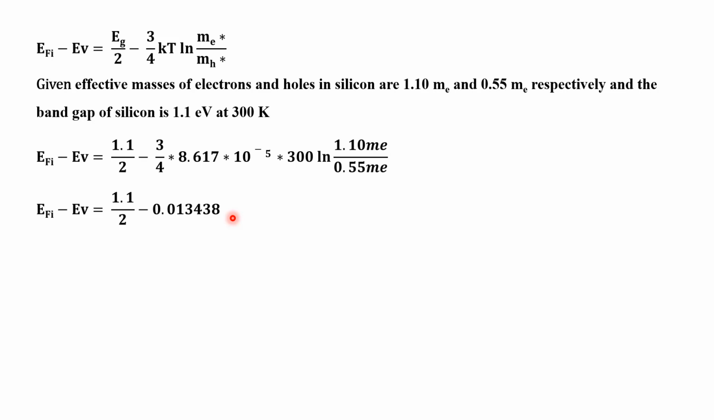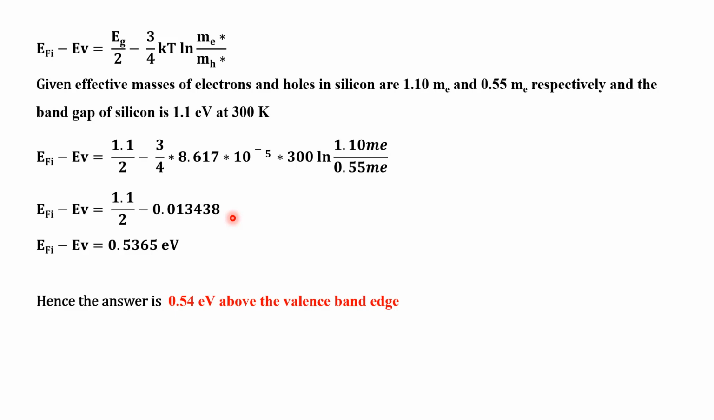Are you getting the same answer? Yes, same, ma'am. And finally, we have to subtract it from 0.55. So basically what you got, EFi minus EV is equal to 0.54. Let us assume approximately 0.54. That means EFi is basically EV plus 0.54. So it is 0.54 electron volt above the valence band. So that will be the answer.